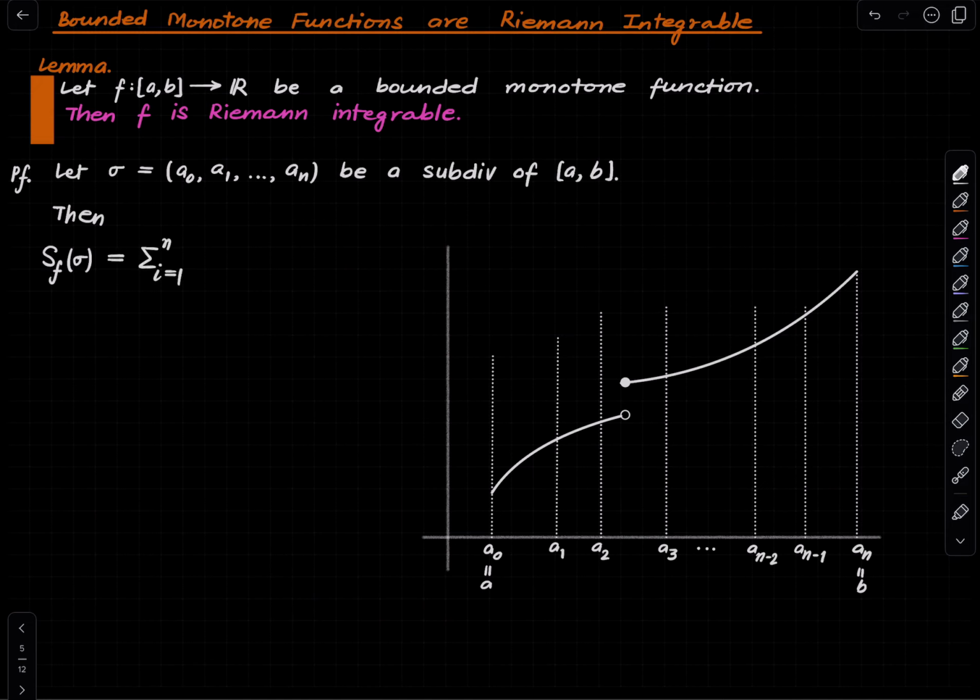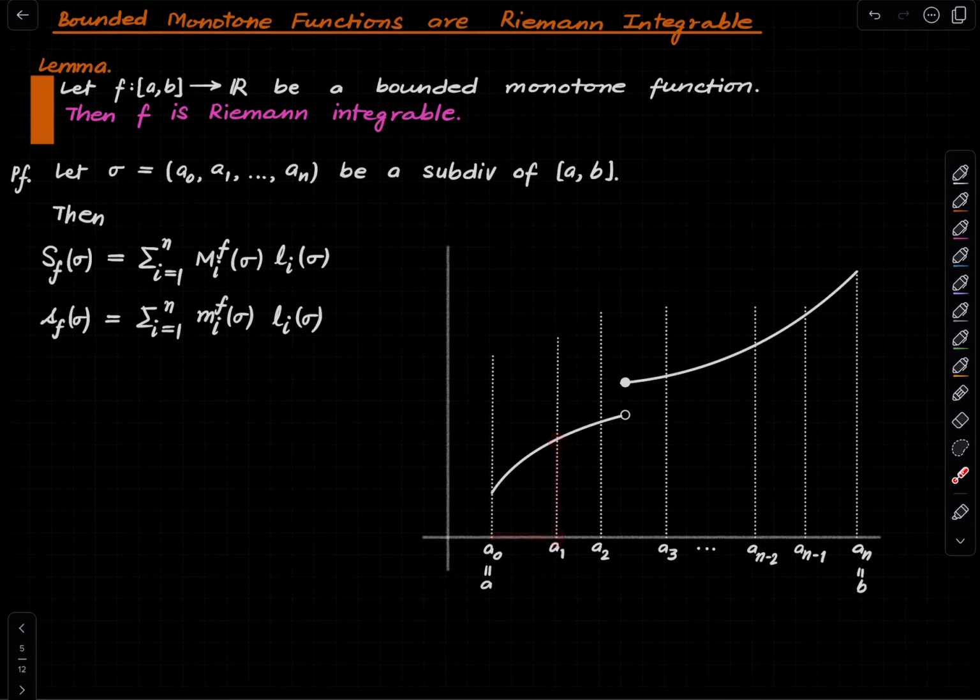This thing, and here the supremum over the ith part, and then the length of the ith part of the subdivision. What is the lower sum? Infimum over the ith part, length of the ith part. But now, here is the point. Since our function is monotonically increasing, what is M1 f? It is the supremum over this part. But since the function is increasing, it is simply f of a1.